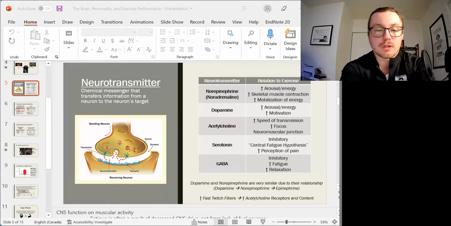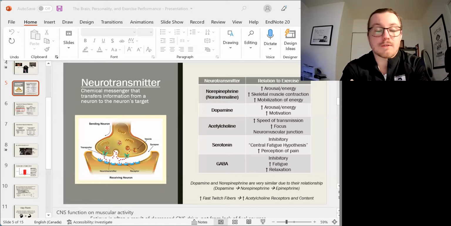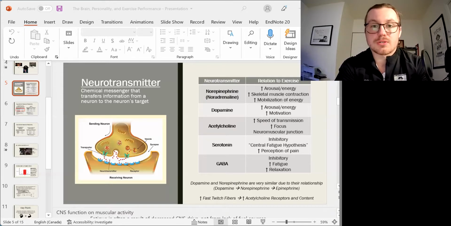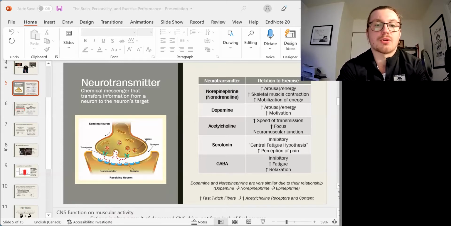But just to give a brief neuroscience background, so that you might understand some of the concepts later on in other videos, I'm going to outline some of the neurotransmitters involved with the assessments as well as exercise performance. If you're not familiar with neuroscience or physiology, you might not be familiar with neurotransmitters. Neurotransmitters are basically chemical messengers that transfer information from a neuron to its target. Think of it as relaying information from the brain to different parts of the body.